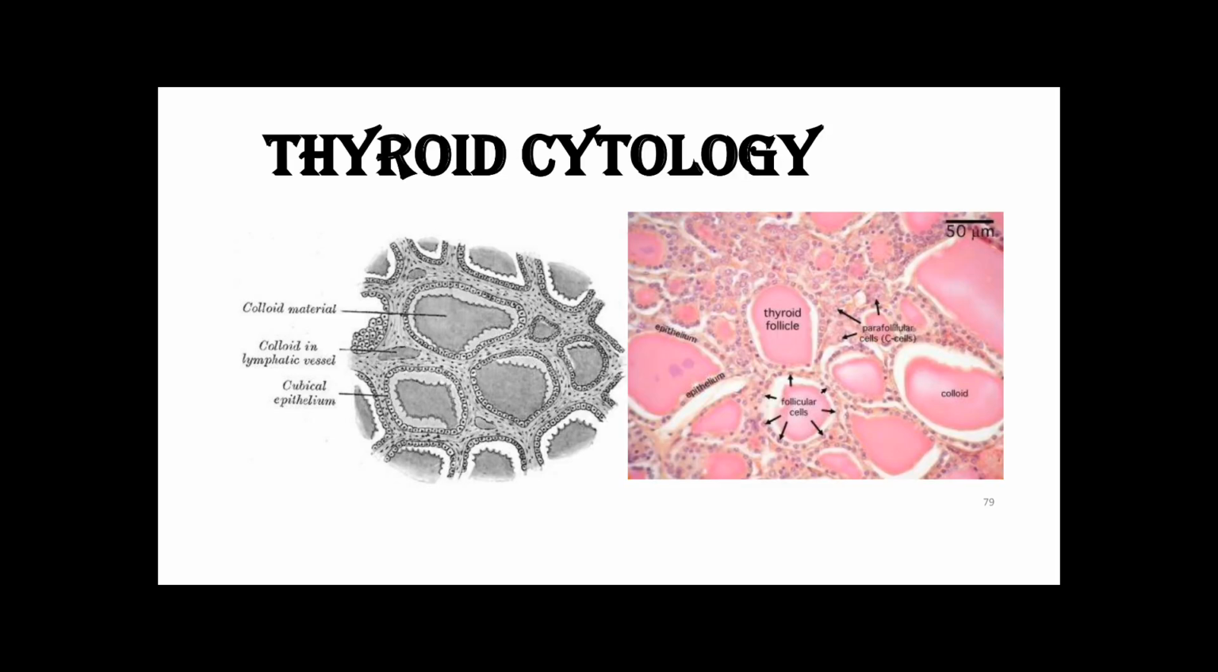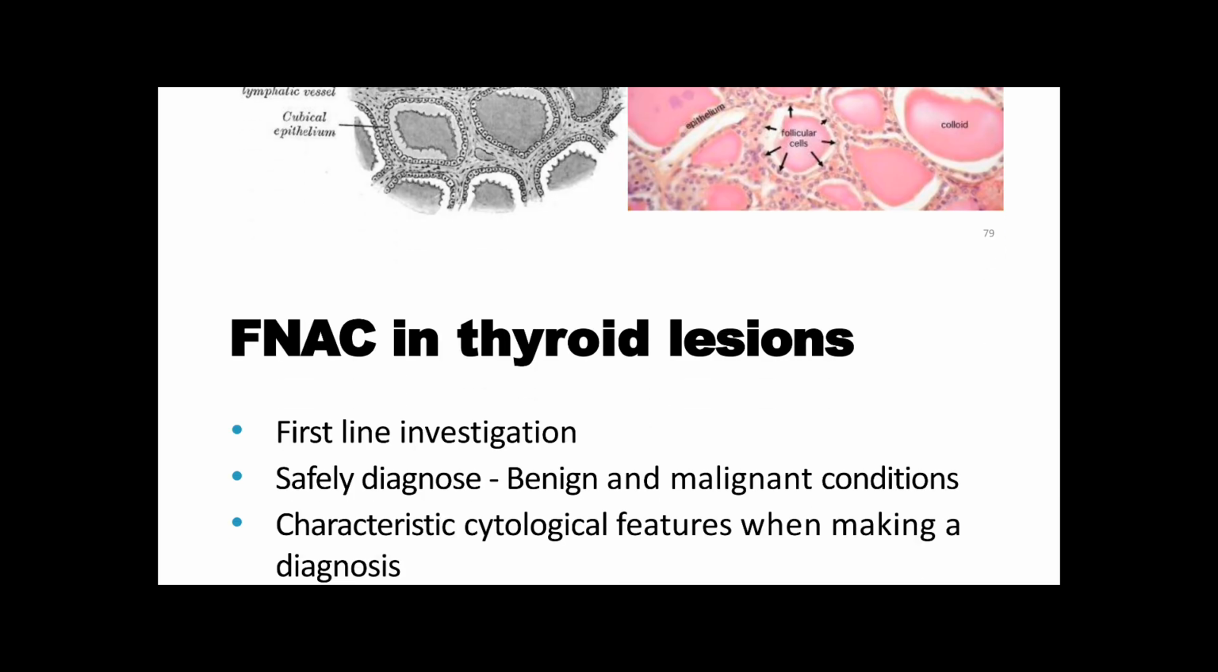So, thyroid cytology. Normally, when we consider the thyroid gland and thyroid cells, it contains thyroid follicles, follicular cells, and colloid. These are the main parts we can observe.